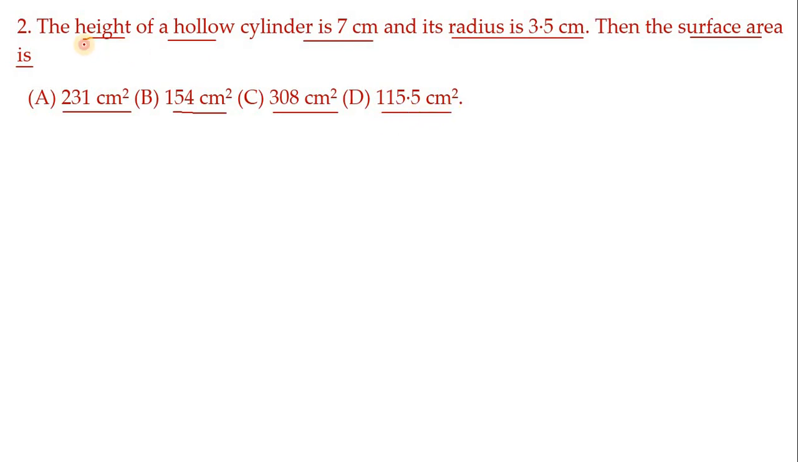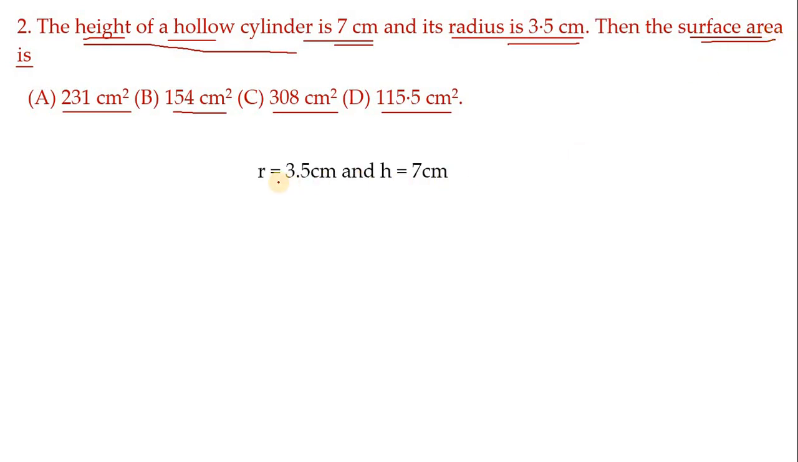Children, understand the problem first. In this problem, the height of a hollow cylinder is given. Hollow in the sense, you can imagine a plastic pipe, that is called a hollow cylinder because inside it will be empty. That height is given, that is 7 cm, and the radius is given, 3.5 cm. We need to find the surface area. As I said earlier, surface area in the sense we have to find the total surface area.